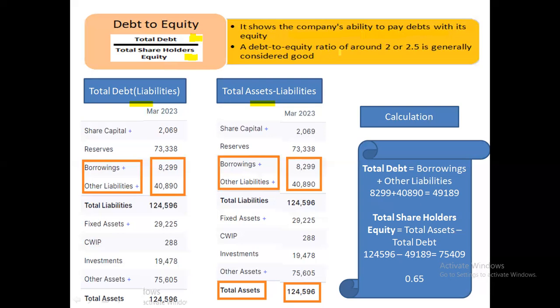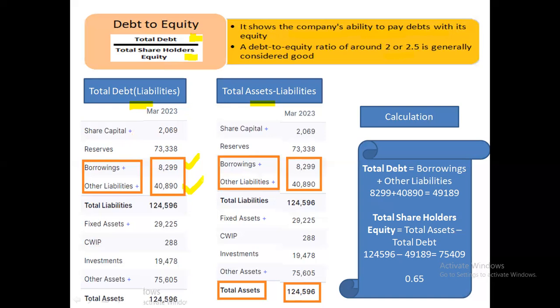A good debt to equity ratio of around 2 to 2.5 is generally considered good. Now let's do a simple calculation for more insight. What is total debt? That is whatever is going out: borrowings and other liabilities.